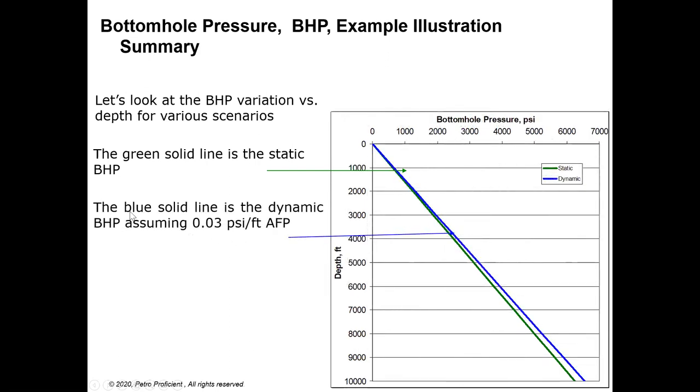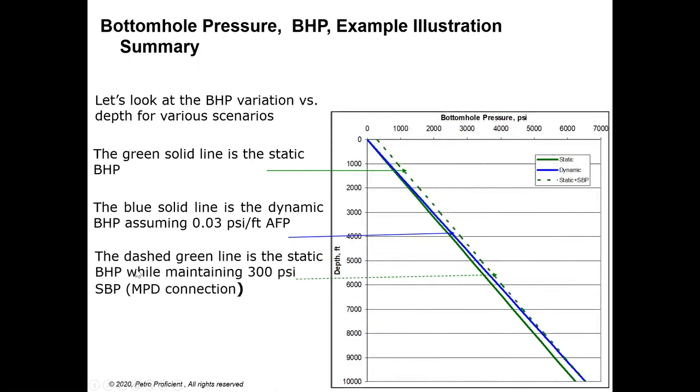Now, here, the blue line is dynamic. When the blue line is solid dynamic, what happens is you have an annular friction pressure of 0.03 psi per foot. And this is how the pressure in the well increases when you start circulating.